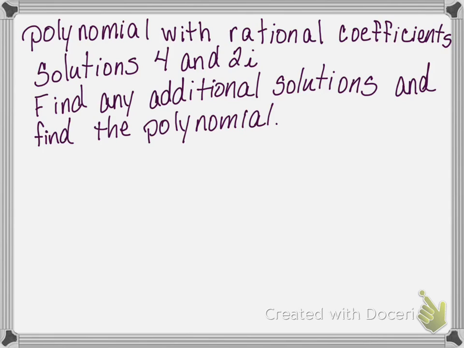Now, if you remember, when we have a rational solution, all of our rational solutions travel completely by themselves. They do not have to have a partner. 4 stands all alone. We do not have to have its opposite because it is a rational solution.